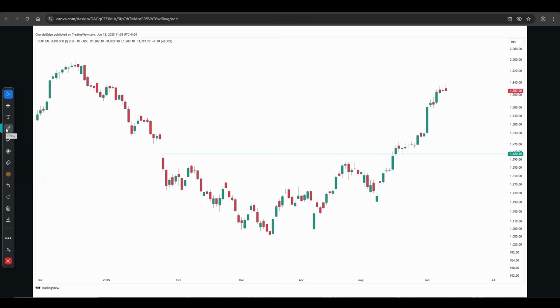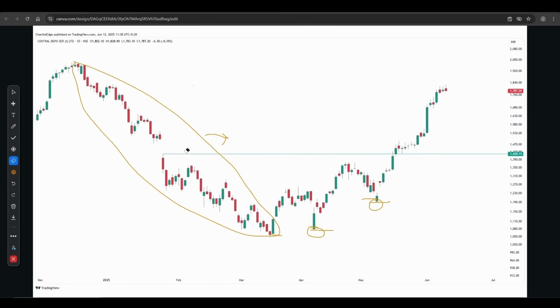Again, same thing on CDSL. We will not be too much concerned about this price structure. Rather, we will be concerned when the price starts to shift from LHS to RHS by making higher highs and higher lows.